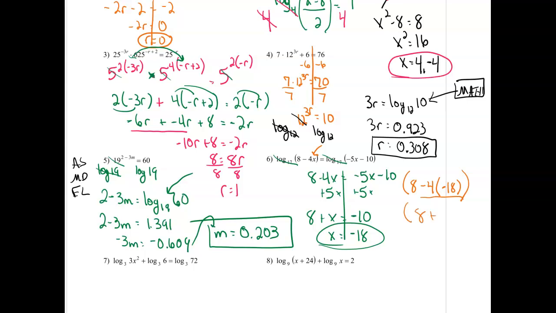And when you do that, you get positive 72. And when you add 72 with 8, you get a positive 80. If you put it on the right side, and again, I'm going to put that -18 in parentheses.